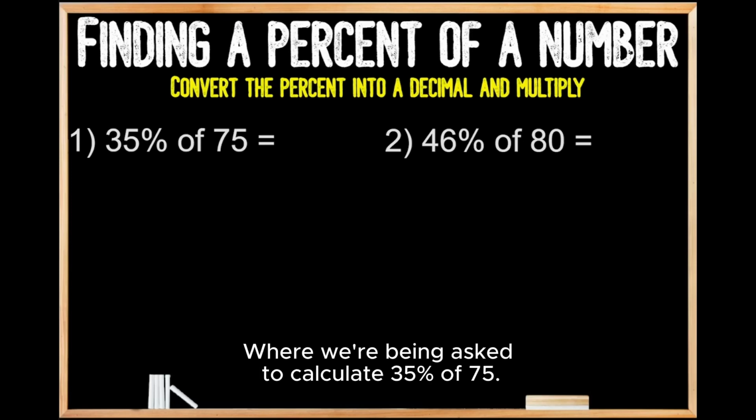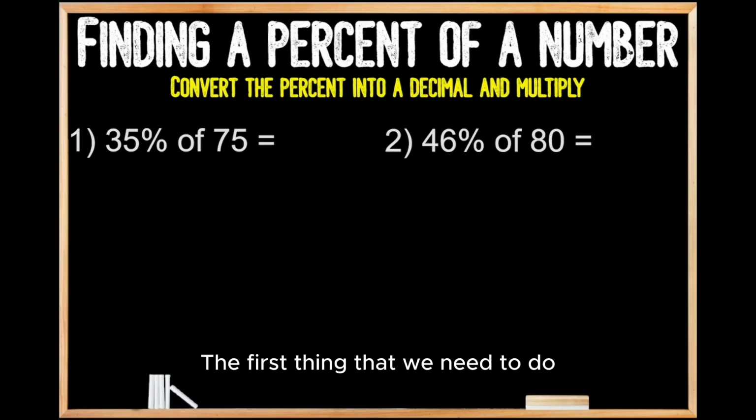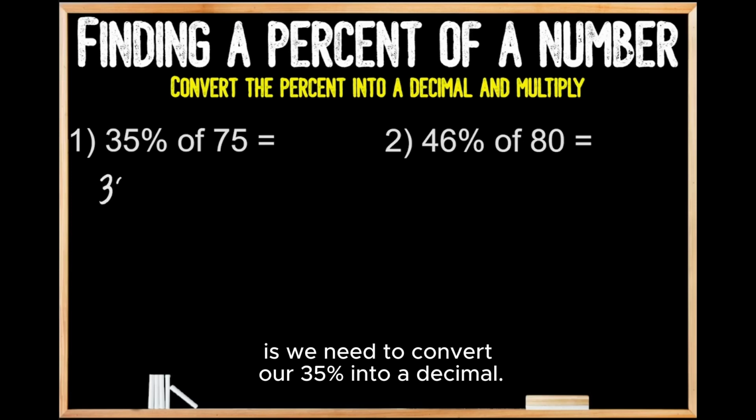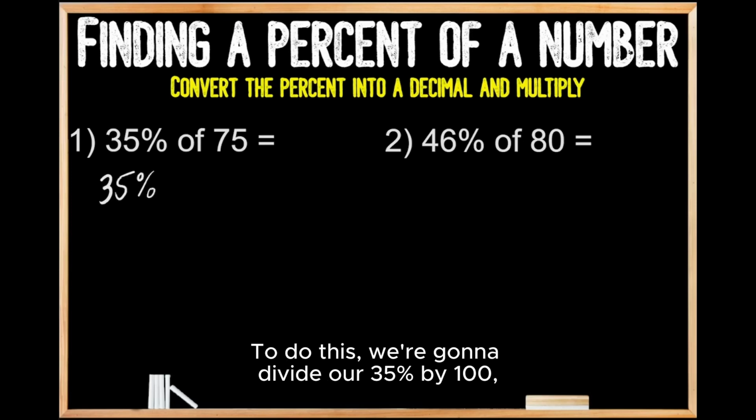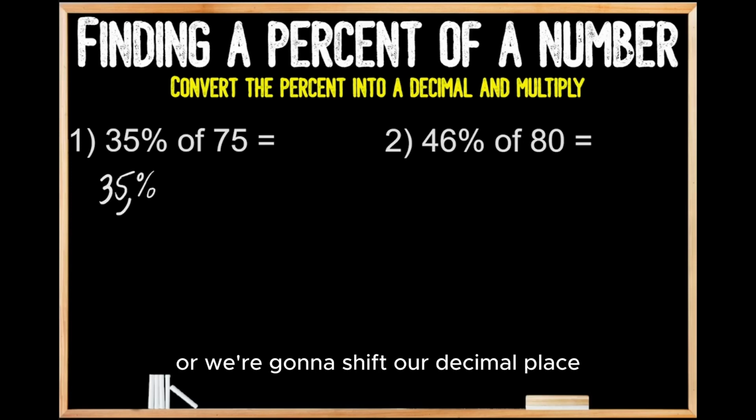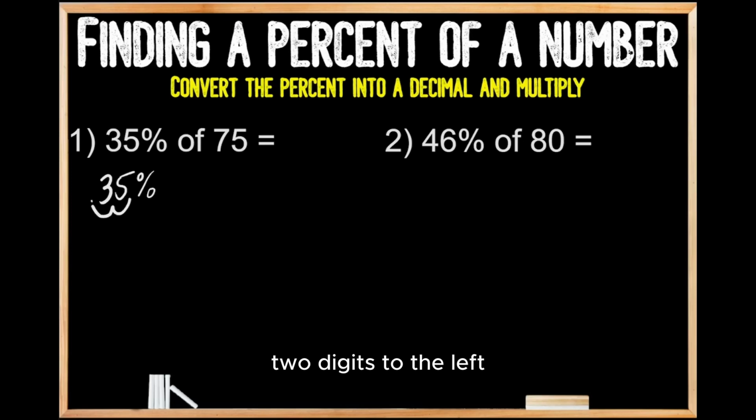where we're being asked to calculate 35% of 75. The first thing that we need to do is convert our 35% into a decimal. To do this, we're going to divide our 35% by 100, or we're going to shift our decimal place 2 digits to the left, giving us 35 hundredths.